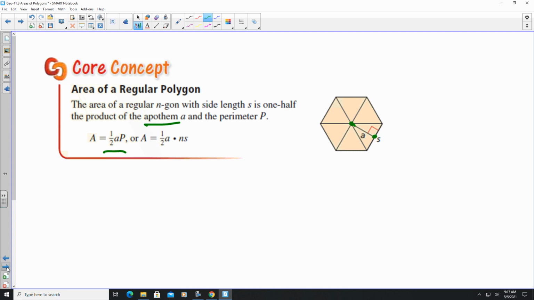P is the perimeter of that said regular polygon. So you need to find the perimeter of that. It's going to be whatever that value of S is, times N. N is the number of sides of that regular polygon. So there are some possible trigonometric concepts that might be needed in order to find these things. But we'll take a look at some examples and see what we come up with.